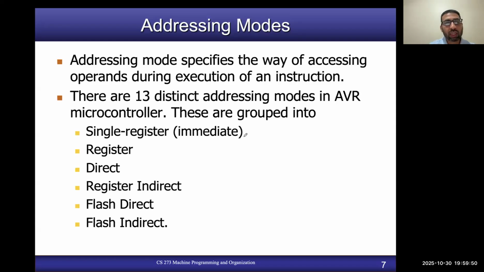So there are 13 distinct addressing modes in the AVR microcontroller, and they are grouped into six different categories: single register mode or immediate register addressing mode, direct addressing mode, register indirect, flash direct, and flash indirect. I will try to cover the first four today, and the last two we can cover in the next lecture.